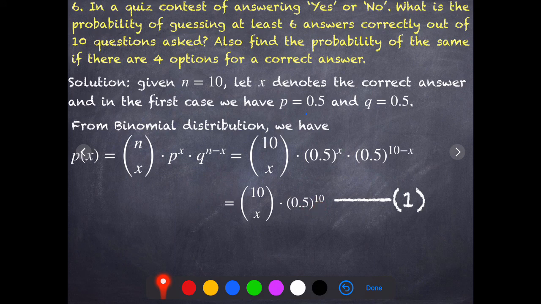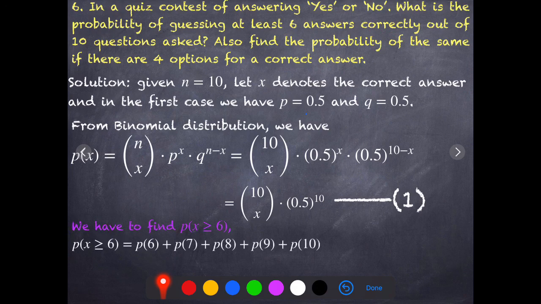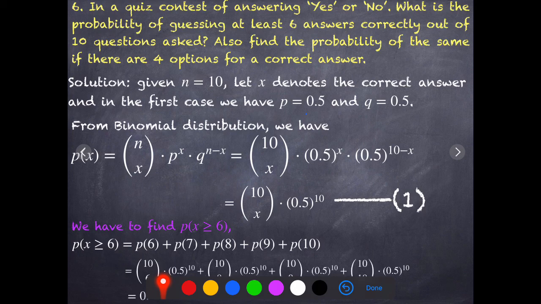Now they are asking for at least 6 answers correctly. That means I need to find P(x ≥ 6), that is P(6) plus P(7) and so on. There are 10 questions, so I will go up to 10. Now substituting the respective values of x in equation number 1, we arrive at this equation. Simplify using the calculator, and we get the final answer.